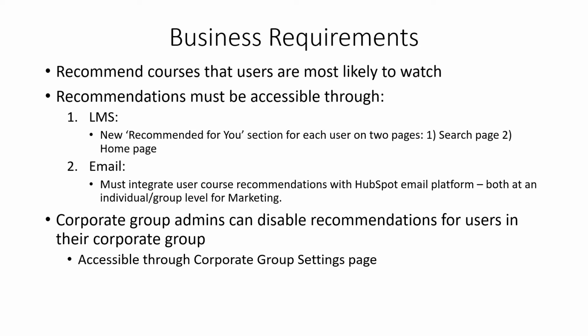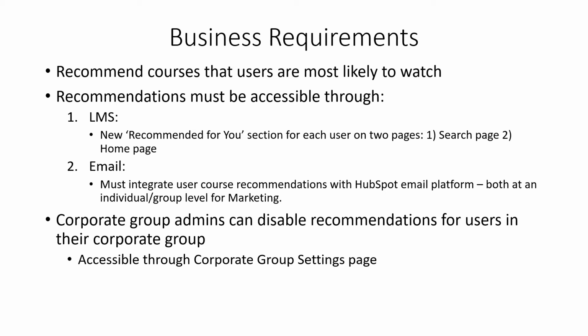Next, the recommendations must be accessible through the LMS, the learning management system. We'll have a new recommended for you section for each user on 2 pages. First, the search page and the home page once they log in. And then second, the recommendations must be accessible through email. They must integrate user course recommendations with a HubSpot email platform, both at an individual and at a group level for marketing. So what that means is our marketing team should be able to send out a single email with course recommendations in it to a single user, or they should be able to send out an email blast with thousands of users with all of their specific course recommendations included for each user.